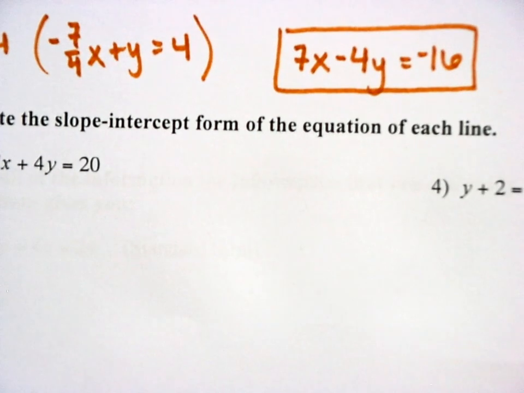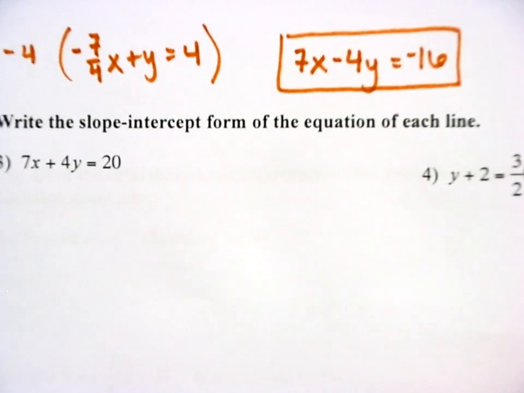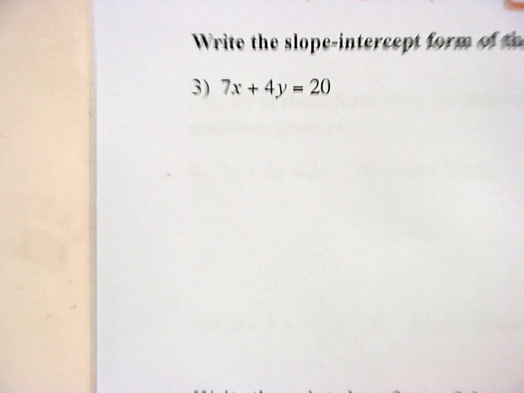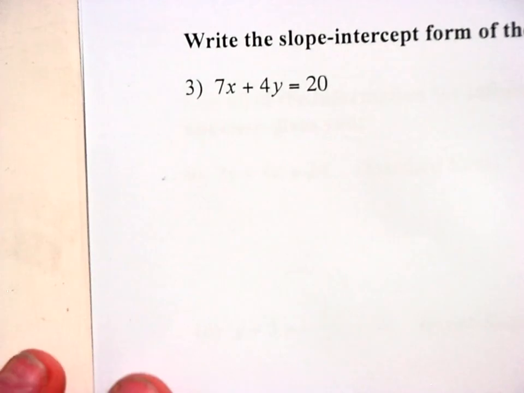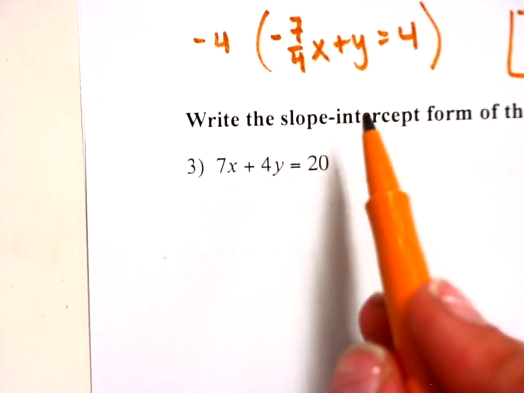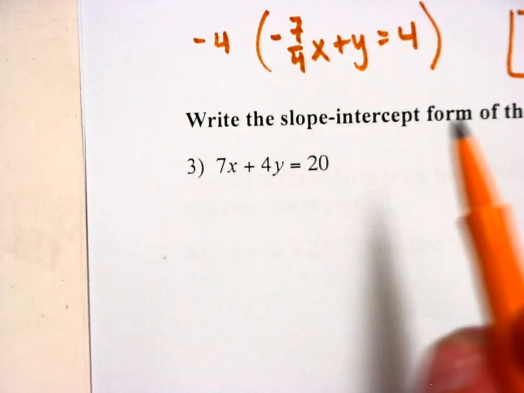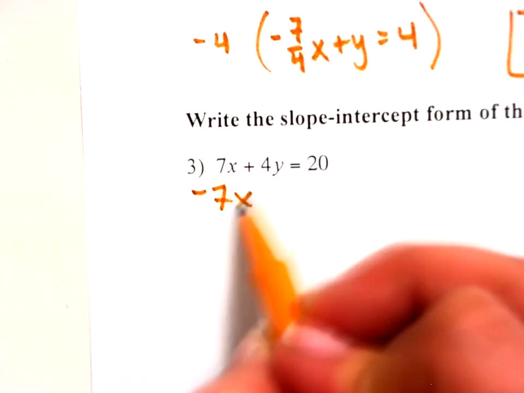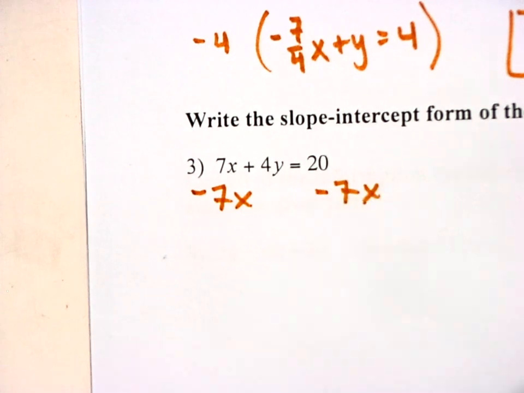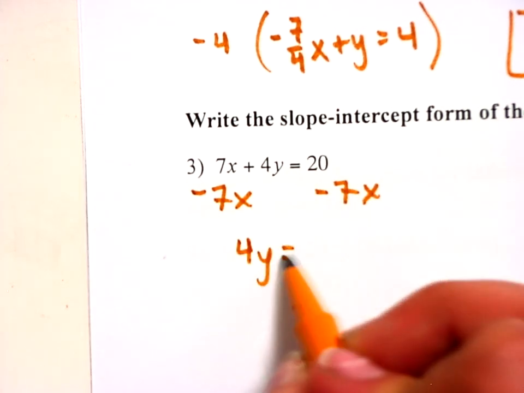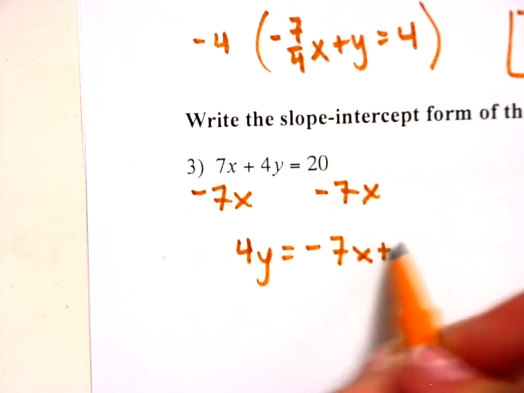Okay, next few problems are now asking for slope-intercept, but we're starting with some other form. So this one, if you can see, is starting in standard form. Now, if you ever want slope-intercept, that's just our y equals mx plus b. In other words, solve for y. So I'm going to subtract 7x. We're almost doing the opposite as number 1 and 2. 4y equals negative 7x plus 20.